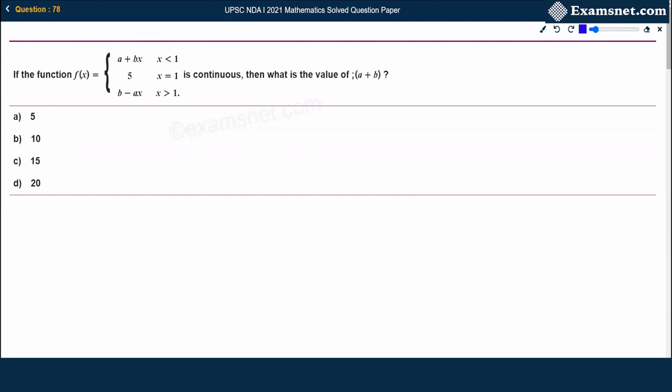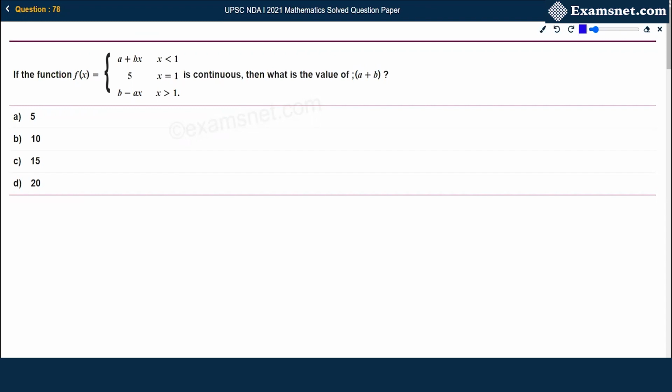In question number 78, it's given a function f of x whose nature is: when x is less than 1, the function is a plus bx. When x equals 1, the function equals 5. When x is greater than 1, f of x equals b minus ax. The function is continuous. Then what is the value of a plus b?